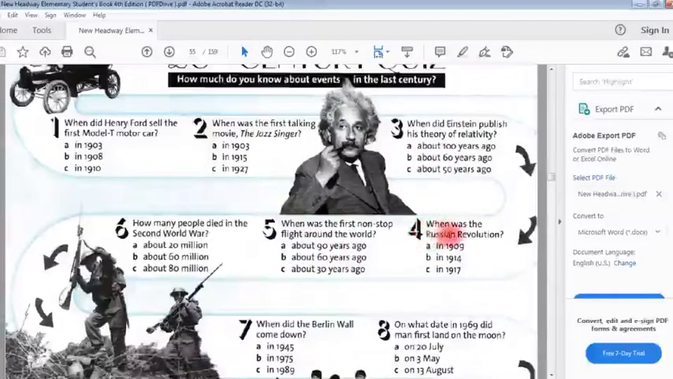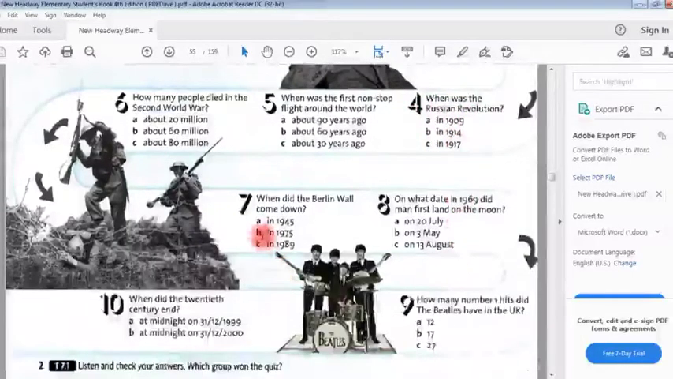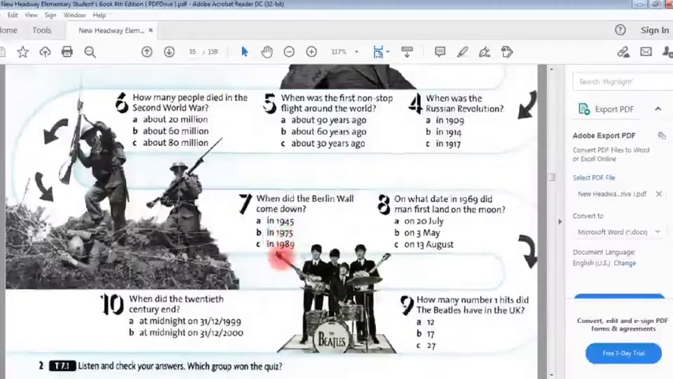4. When was the Russian Revolution? In 1909, 1914, 1917. 7. When did the Berlin Wall come down? In 1945, 1975, or 1989. 8. On what date in 1969 did man first land on the moon? On 20th July, on 3rd May, on 13th August.